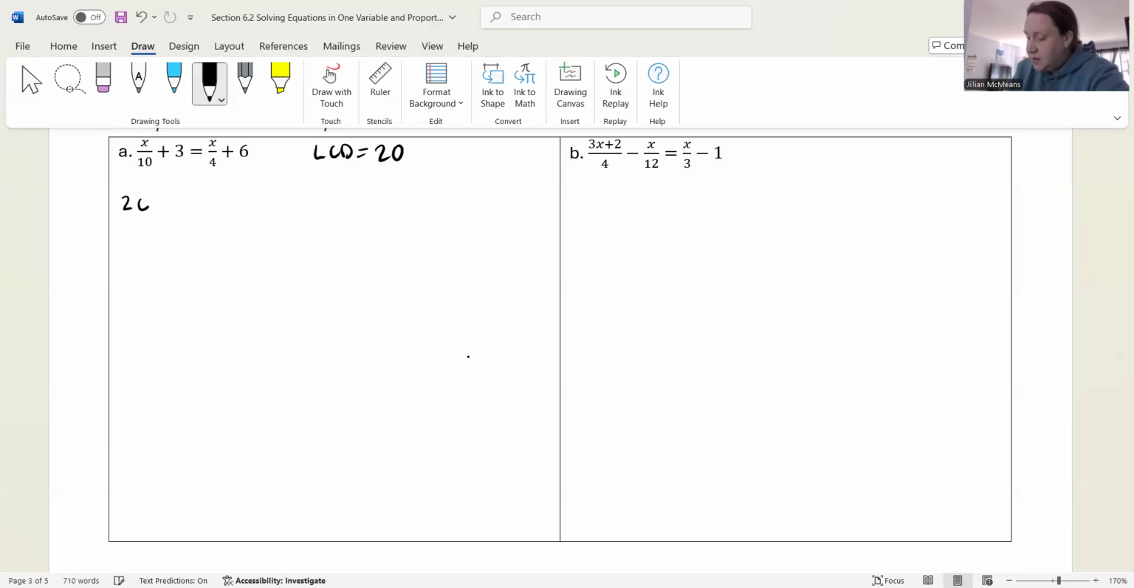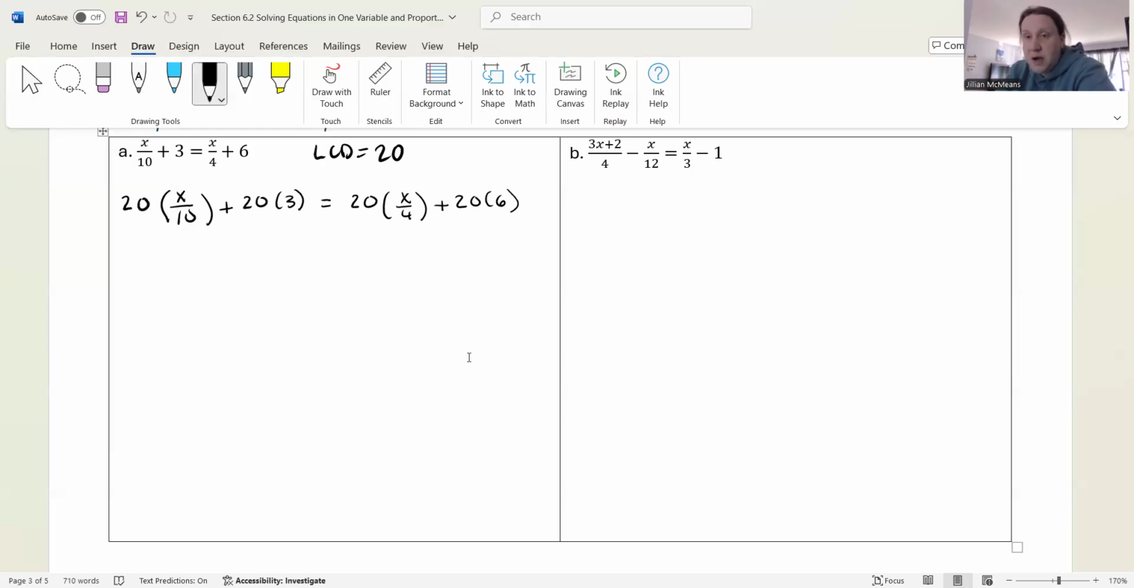I do this by hand, and if you're a little unsure of yourself solving equations, do this by hand. Don't try to skip steps and do this in your head until you're super confident with it. So I'm going to show you the process that I think you should start with. We have 20, the LCD. We're going to multiply it by x over 10. We're going to multiply 20 by 3. Even though 3 isn't a fraction, we still multiply everything by the LCD. And then I get 20 times x over 4, and then 20 times 6. And then I just need to do some simplifying.